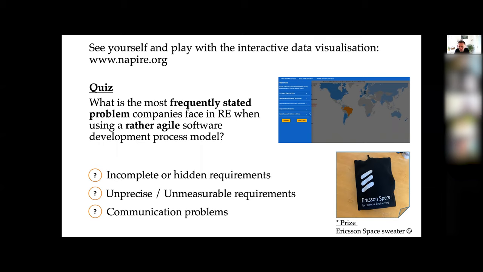So the question is the following, quite simple. What is the most frequently stated problem companies face in requirements engineering when using a rather agile software development process model? Is it A, incomplete or hidden requirements? Is it B, imprecise, unmeasurable requirements? Or C, communication problems? And I would like to limit the prize to the participants of the master's course.